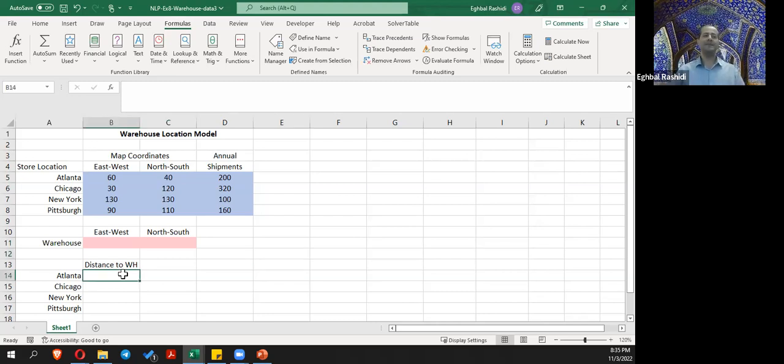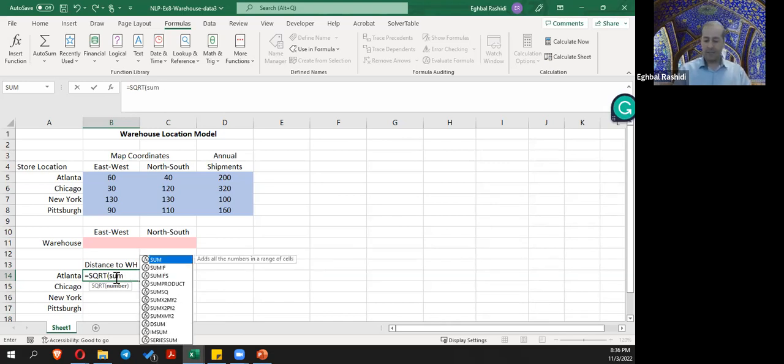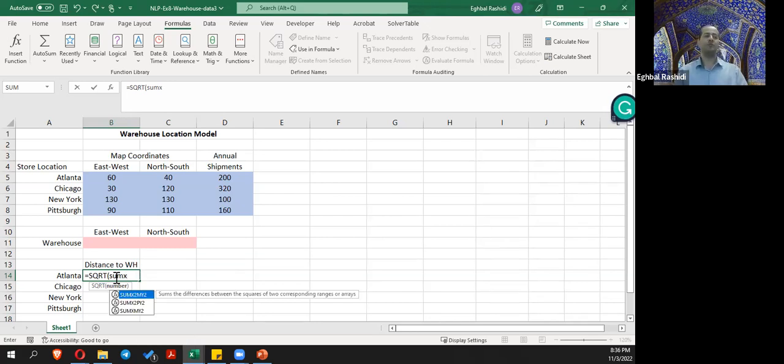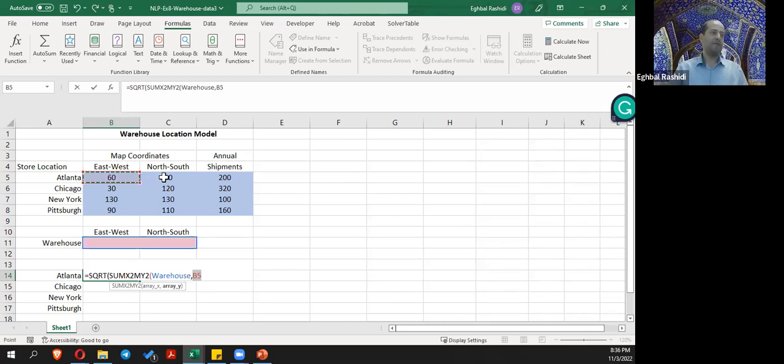Then I can compute the distance to the warehouse here. That would be the Euclidean function: the square root of (x1 minus x2) squared plus (y1 minus y2) squared. For that sum of squared differences, there's actually a function called SUMXMY2. So now I want to find x and y for the warehouse and x and y for Atlanta.